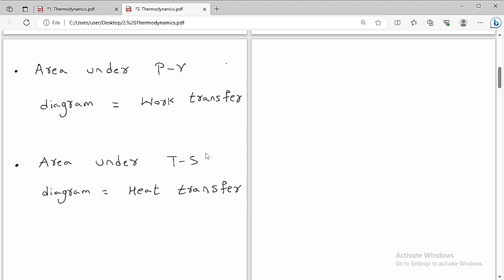Similarly, the area under the TS diagram tells me about the heat transfer. The area under the TS diagram in any thermodynamic process tells you about the heat transfer, where T is the temperature and S is the entropy. So these are the important formulas in the case of thermodynamics.